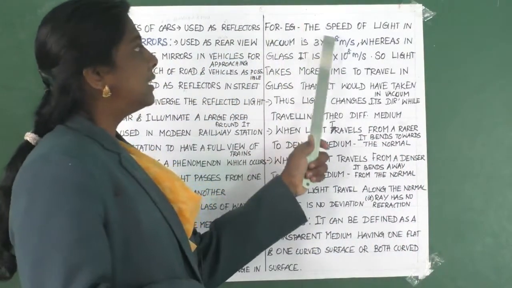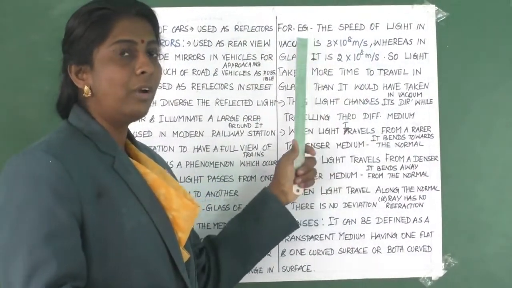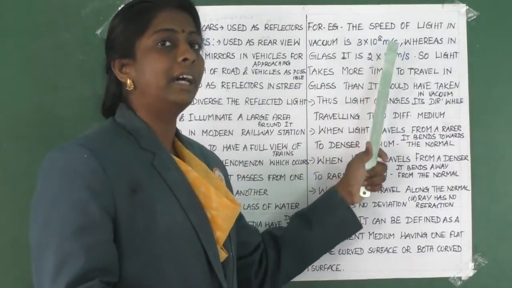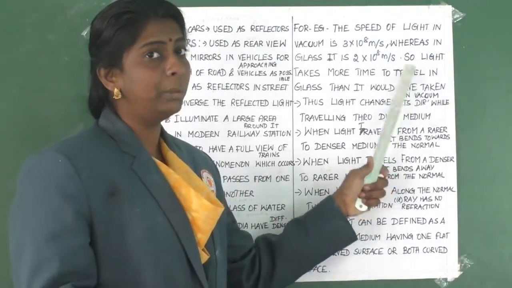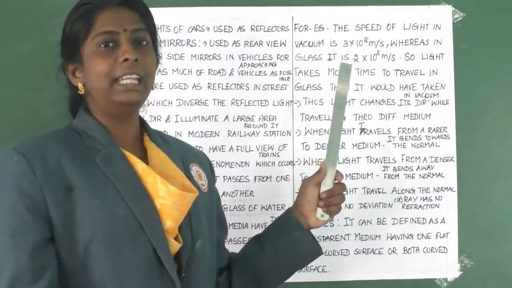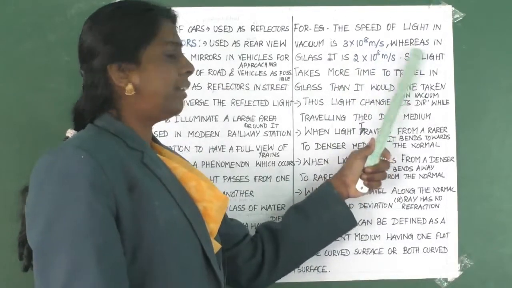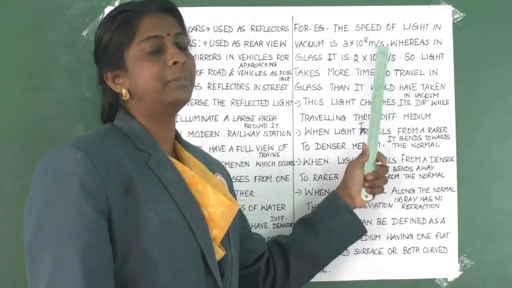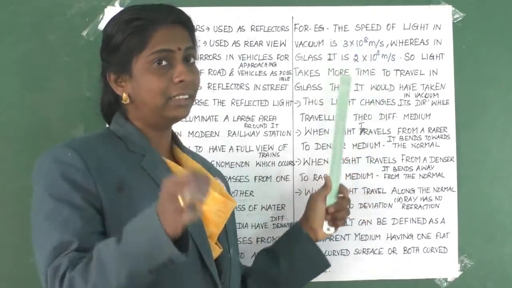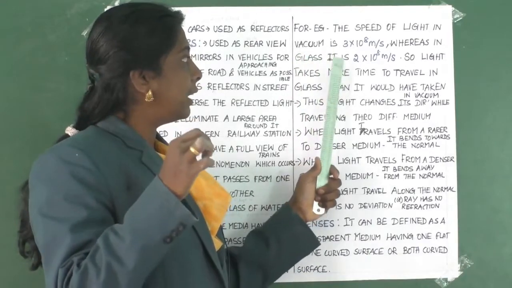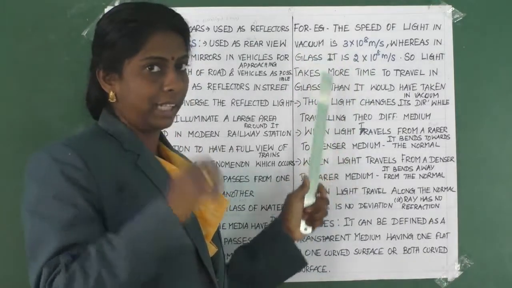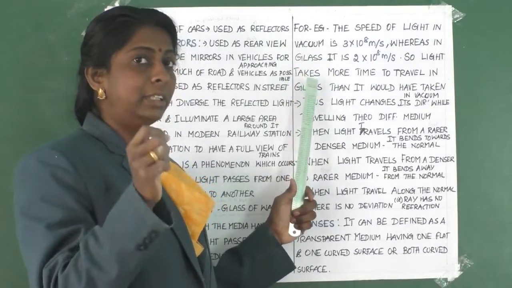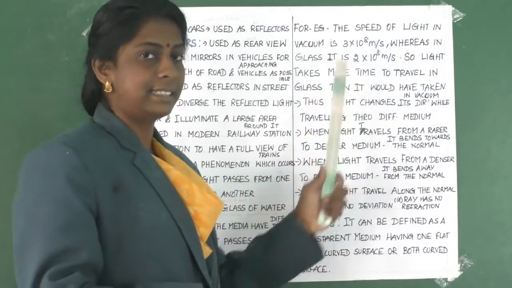For example, the speed of light. The speed of light in vacuum is 3 into 10 power 8 meter per second. How much? 3 into 10 power 8 meter per second. Whereas in glass it is 2 into 10 power 8 meter per second. So light travels through glass at the speed of 2 into 10 power 8, and in vacuum it travels at the speed of 3 into 10 power 8 meter per second.